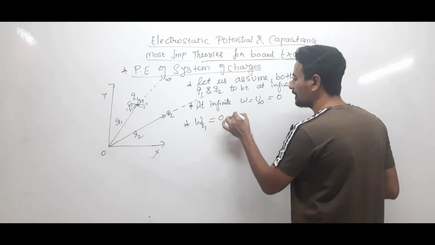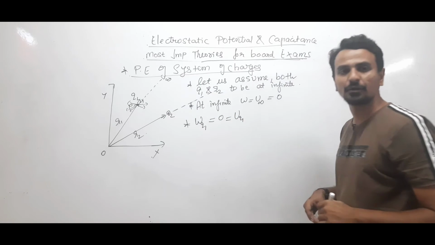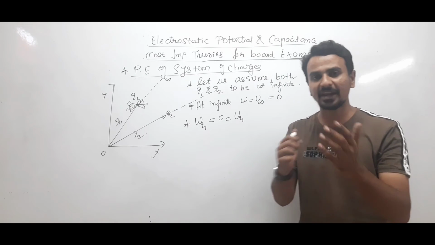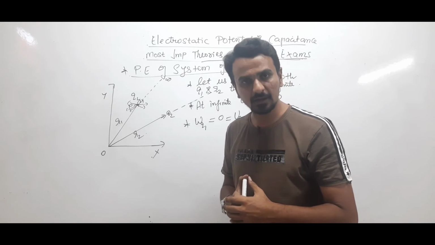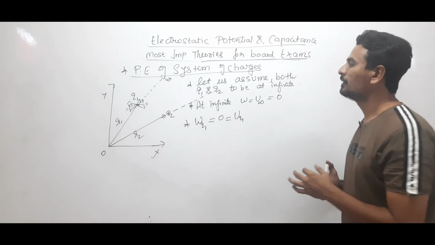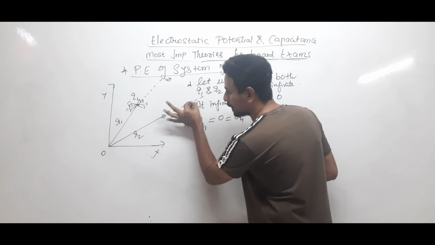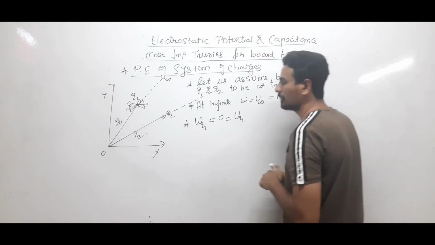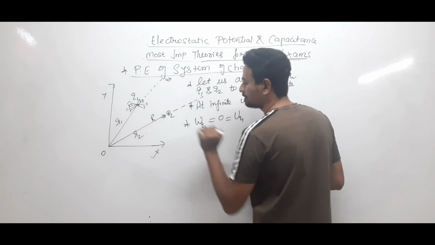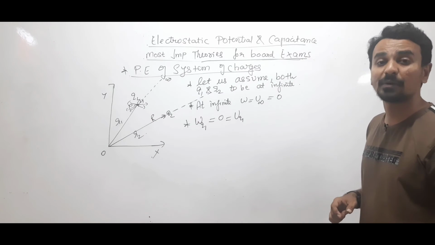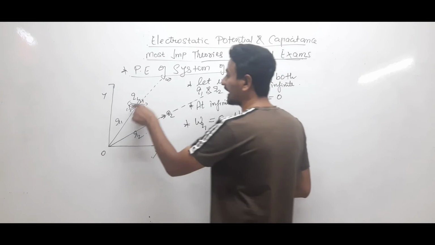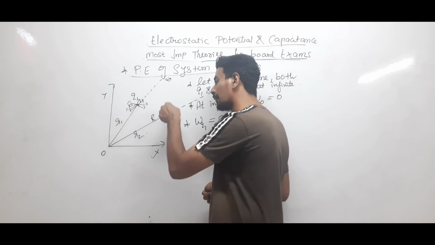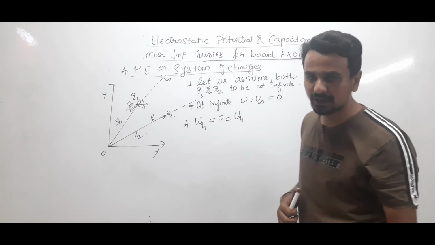So Q1 will not have any potential energy. The potential energy of the charge Q1 will be 0, because in order to bring this charge, you don't need to do any kind of work. Clear? Okay. Now I am bringing the charge Q2 from infinity to any point R. For that, you have to perform some work against the electric field produced by Q1, or the potential which is being produced at Q2 because of Q1.